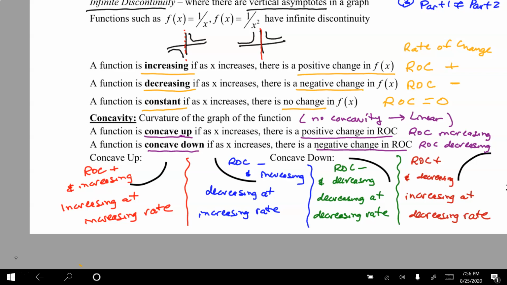And the last graph here has a positive rate of change and curving down, so it's increasing at a decreasing rate. These are all different ways we can talk about the same idea. Concave up is an increasing rate, concave down is a decreasing rate. An increasing function has a positive rate of change, a decreasing function has a negative rate of change.